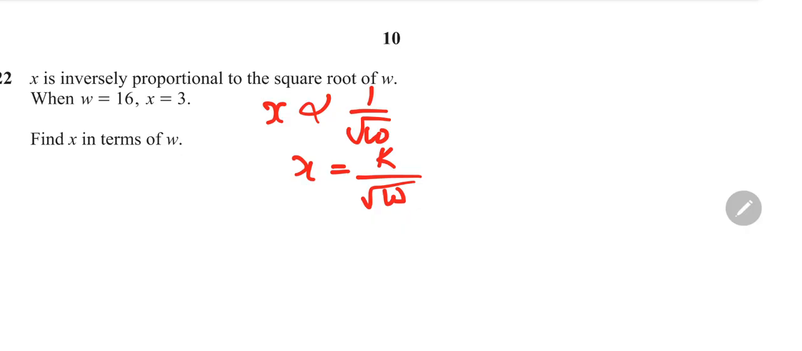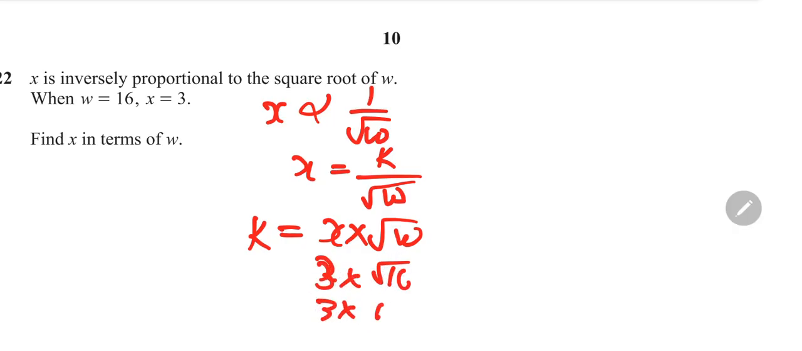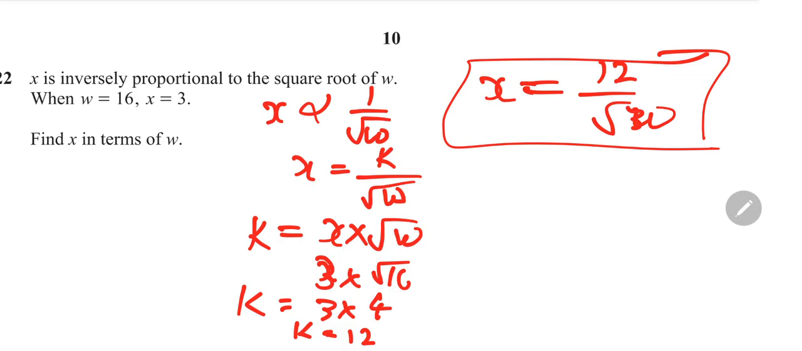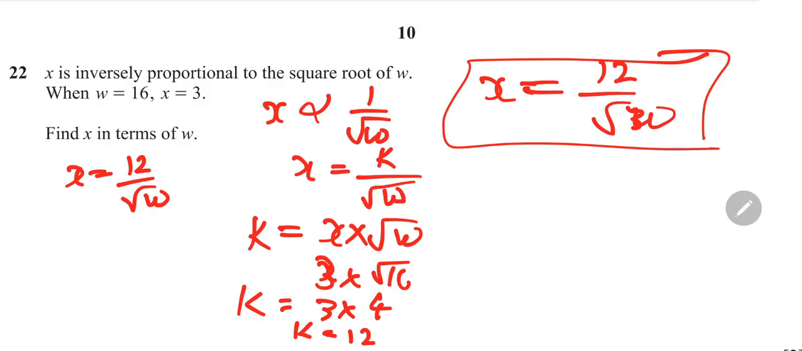X is 3. So okay, we need to find out the value of k first. So k is x multiplied by under root w. So x is given 3, under root w means under root 16, 3 multiply 4, we get the value of k. K is equal to 12. So when k is equal to 12, we can put this value. So x is equal to k upon under root w, so our relation is x is equal to 12 upon under root w. This is the answer. Okay, we did this. Now move to the next question.